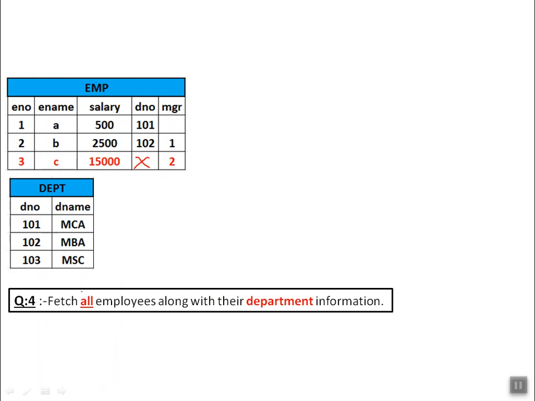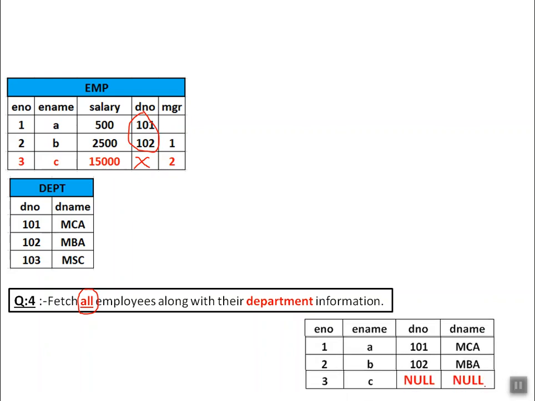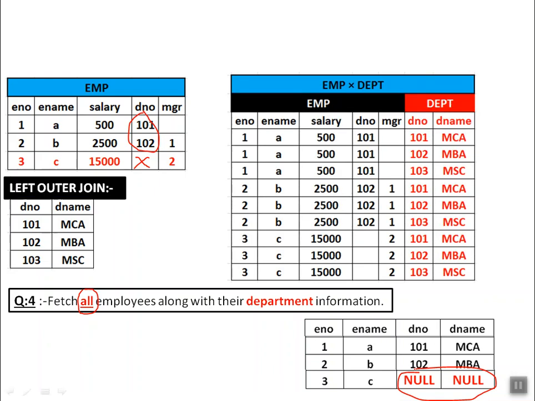Look at the query. Fetch all employees. I want every employee to attend along with department information. If you have a department, show it. Otherwise, show null. I need a query like this. In such a case, you have to go for outer join. Here is the condition part.